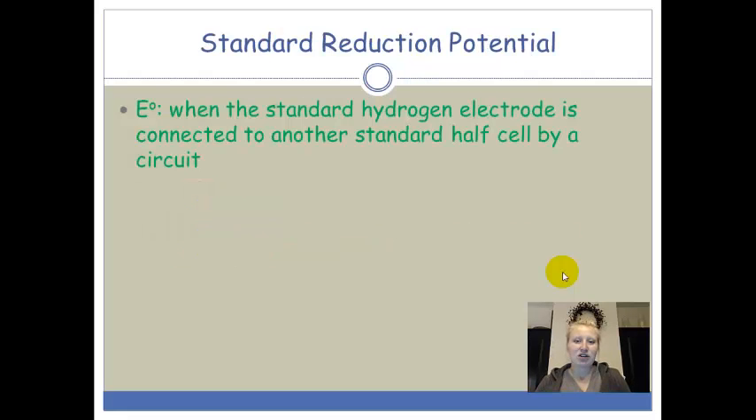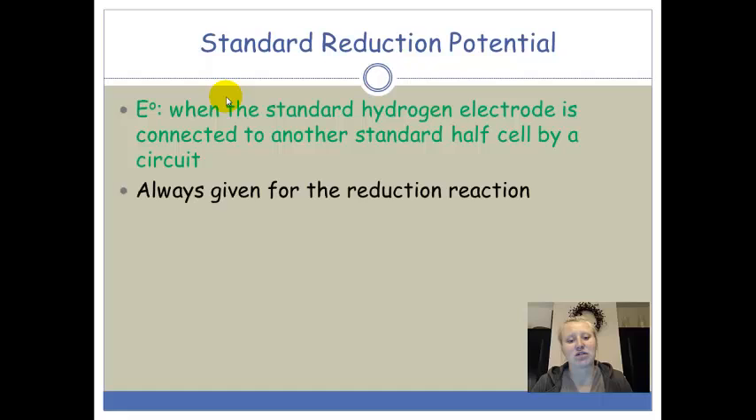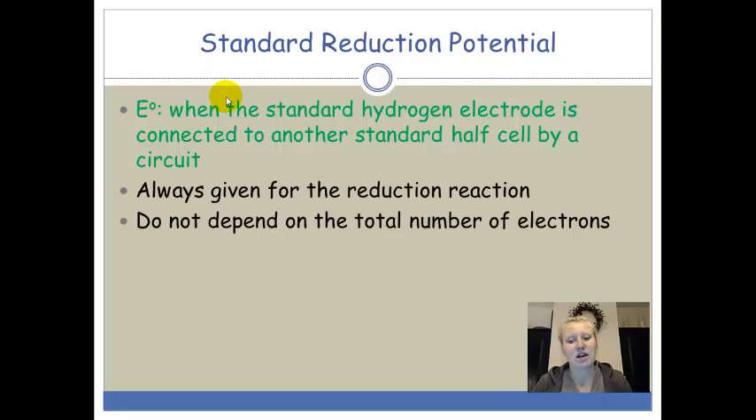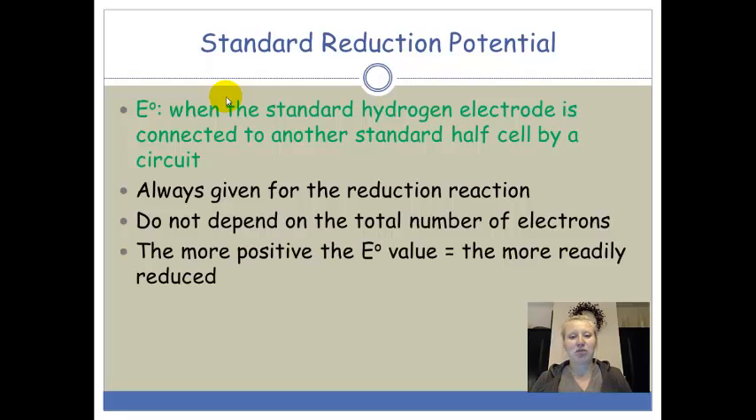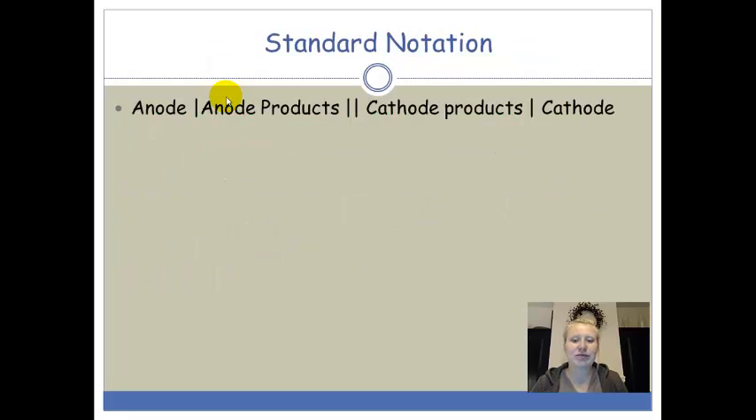So the standard reduction potential, which has this funny symbol E0, is when the standard hydrogen electrode is connected to another standard half cell by a circuit, and from this the reduction potential is measured. It's always given for the reduction reaction, and it does not depend on the total number of electrons. The more positive your E0 value, or your cell potential, the more readily your metal is reduced.